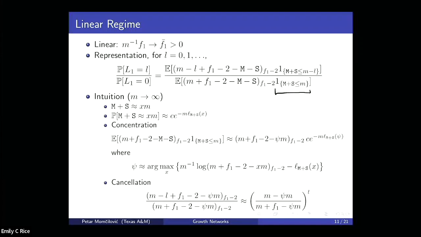And that's why this expected value is roughly this, where this psi solves this optimization problem. This psi solves what's the most likely scenario that this happens. And then if this is true, I look at these following factorials and try to cancel what can be canceled.